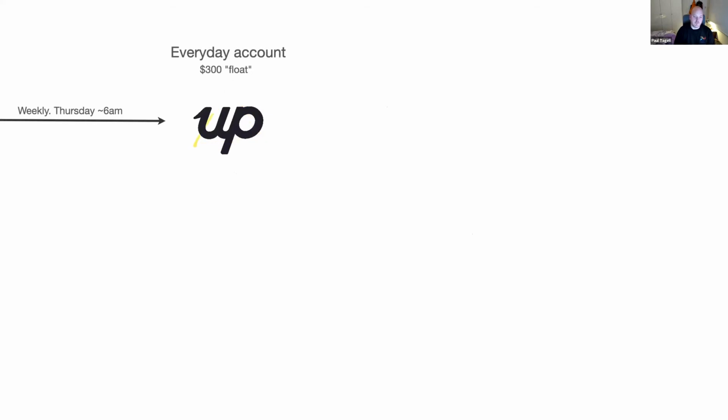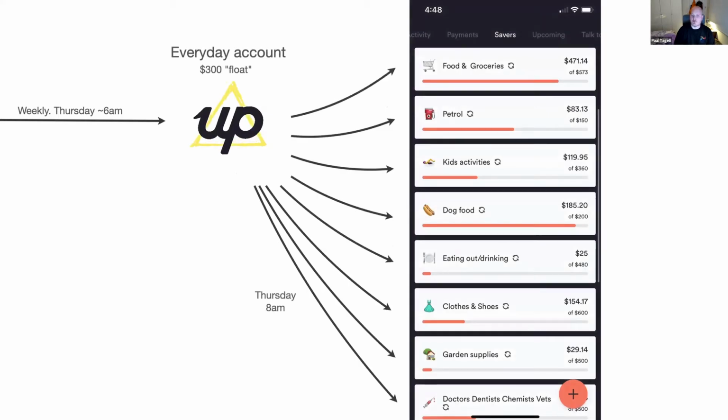So at 8 o'clock, I have auto transfers set up to automatically move the amounts that I've specified from that spreadsheet on a weekly basis into the various savings buckets that I have in Up. This is my real accounts. And one of the unique things about Up is that I can set up savers for the different types of spending that I've mapped out and give each a goal amount that I can use to see how full it is. So at any point in the week, I can see how much I've got left for food and groceries.